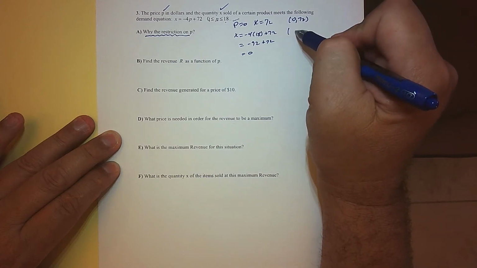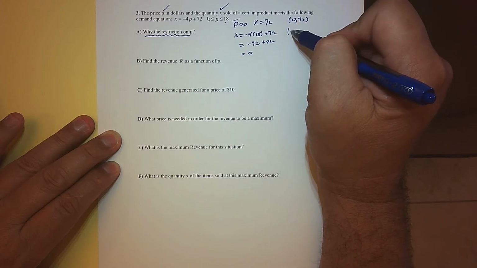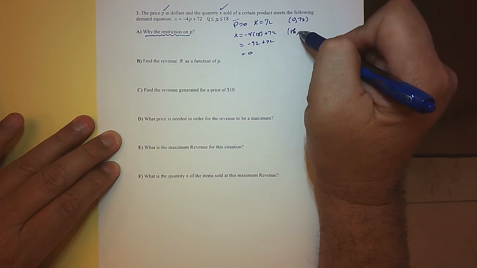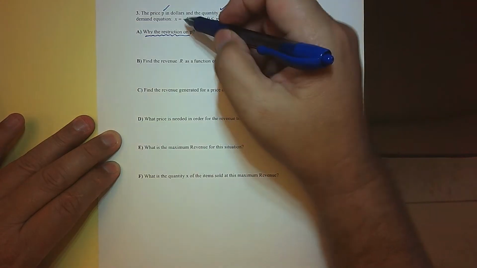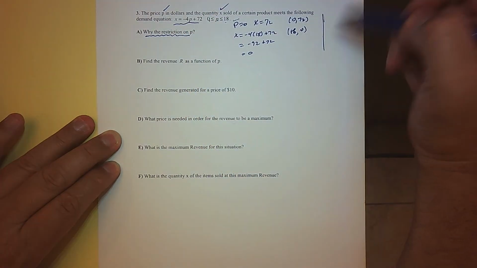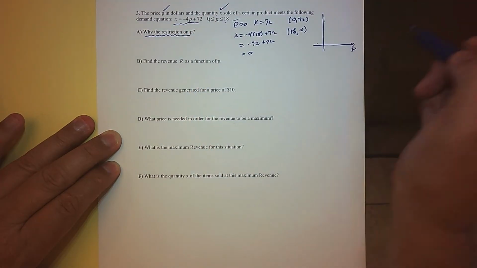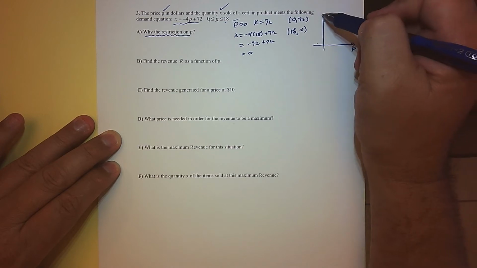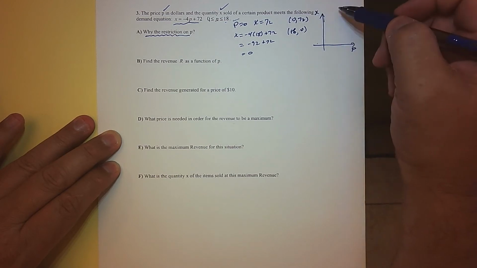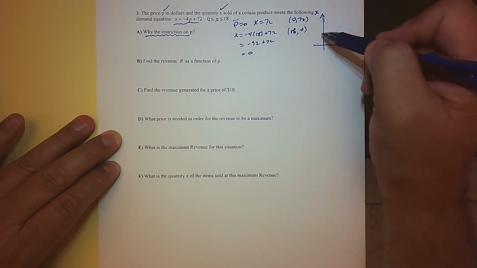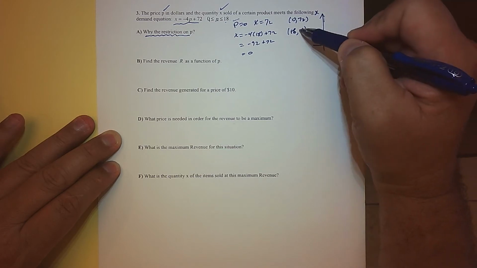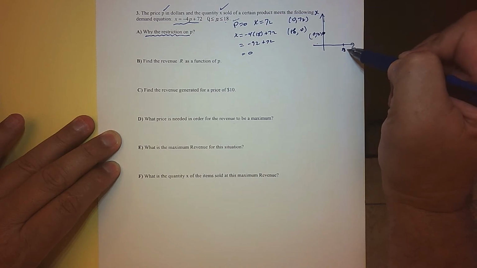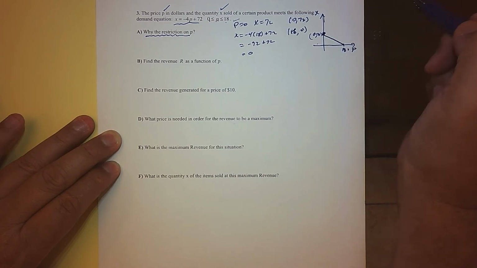And another data point is 18, 0. I know I have them kind of reversed, but P is now serving as the x-axis, and X is serving as the output. I know it's a little strange. And so we have 0, 72, and we have 18, 0, which is down here. So this graph looks something like this.